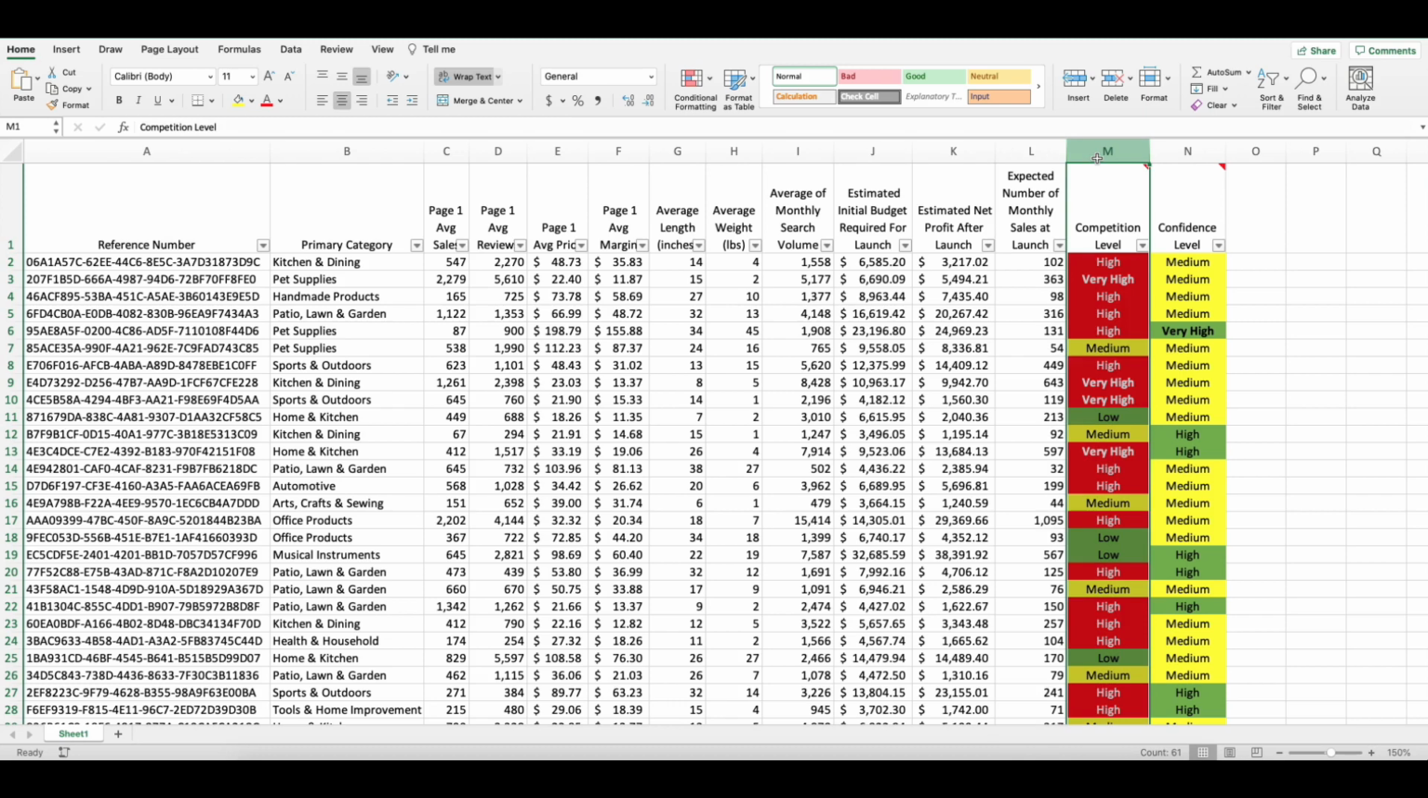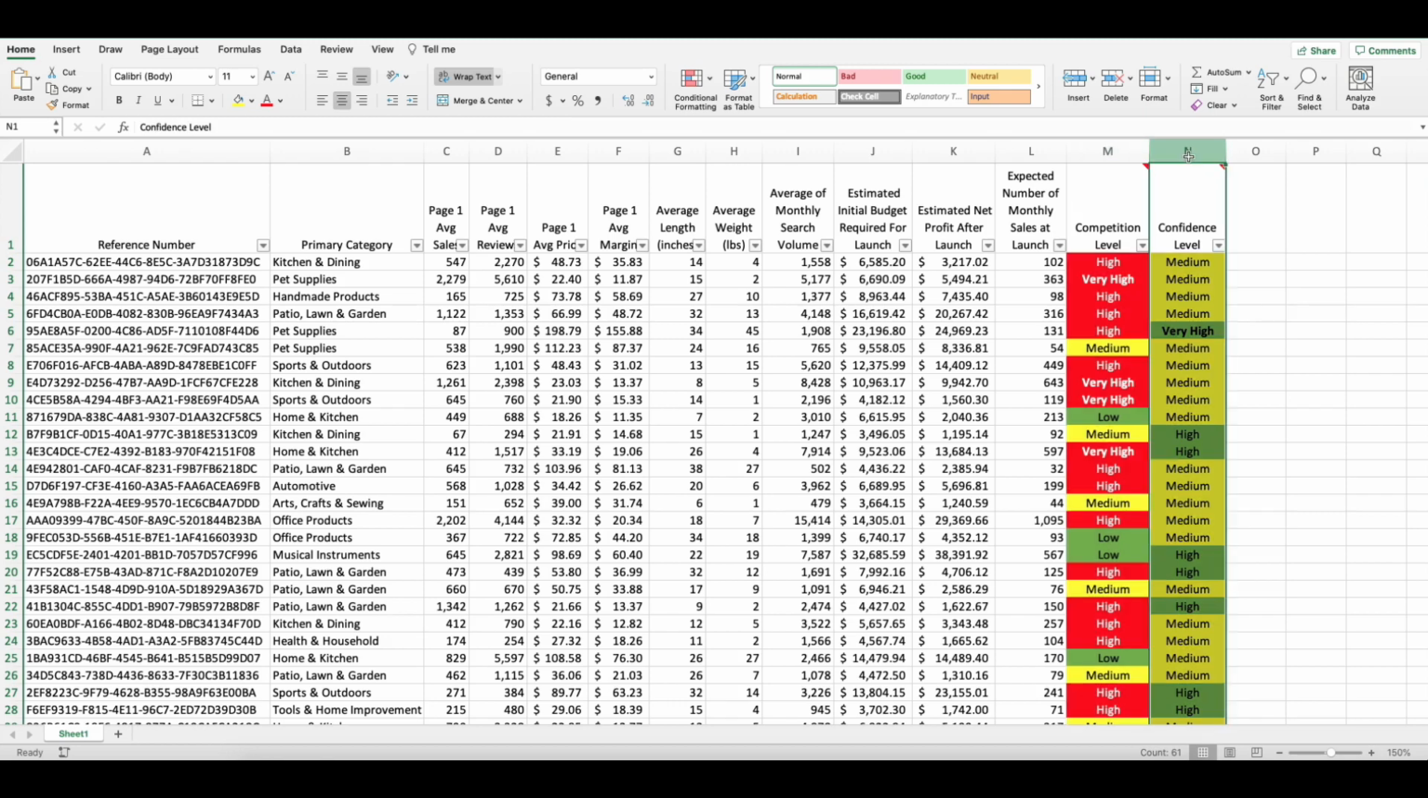Column M is the competition level. We're just giving you a sense of how competitive that particular product is. The color coding indicates more positive to negative, so green is lower competition versus yellow versus red. We'll talk about that in the next video, of really what this means and how to utilize this information in making a decision on what product to pick.